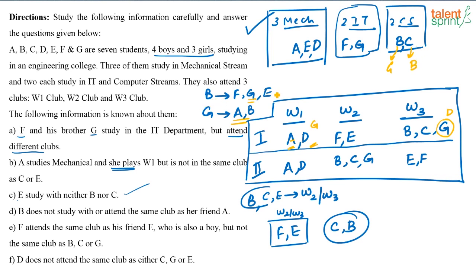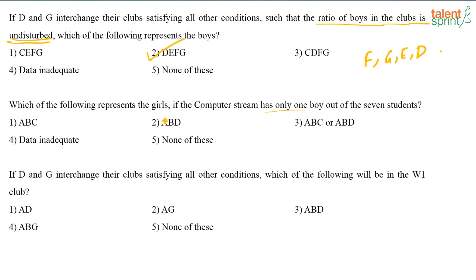So again, who are the boys then? According to the second question, the boys here will be F, G, E and C. These will be the boys. Then who will be the girls in the second case? The girls will be A, B and D. This has to be the girls according to the information given. So A, B and D will be your answer.